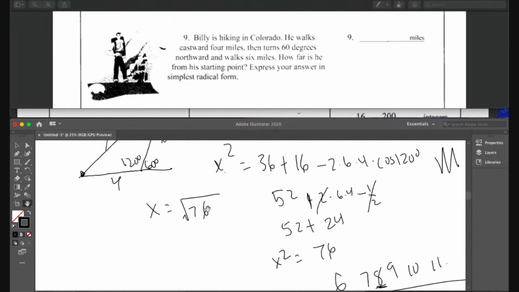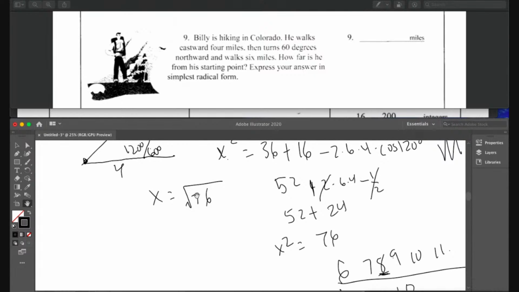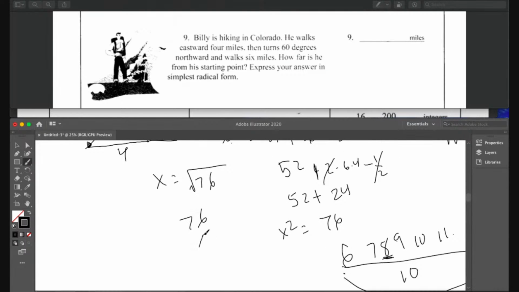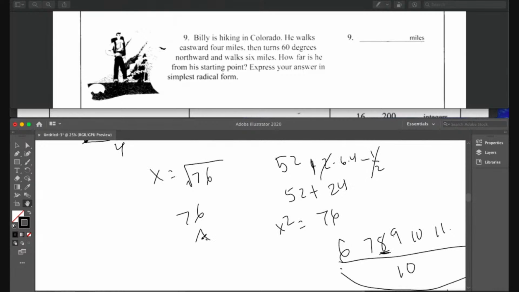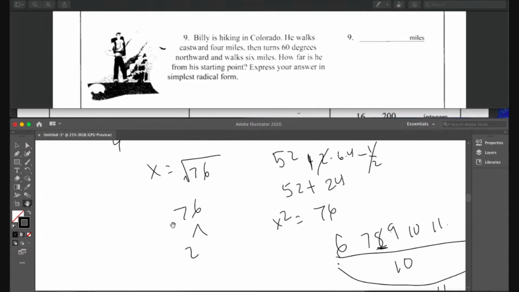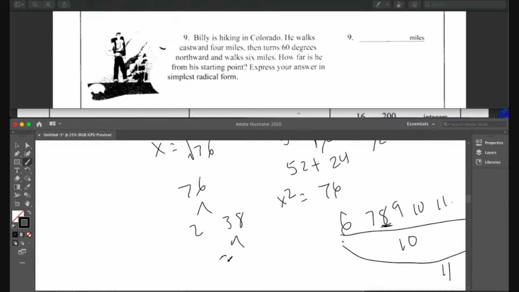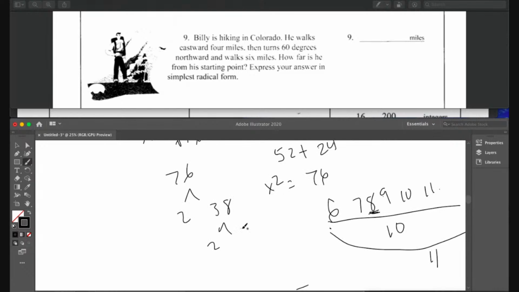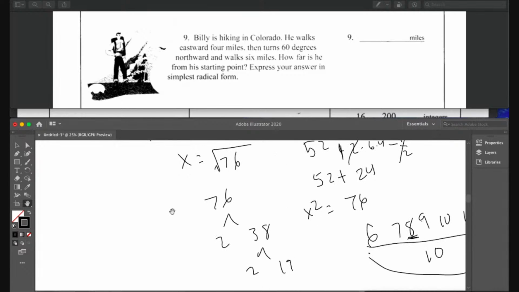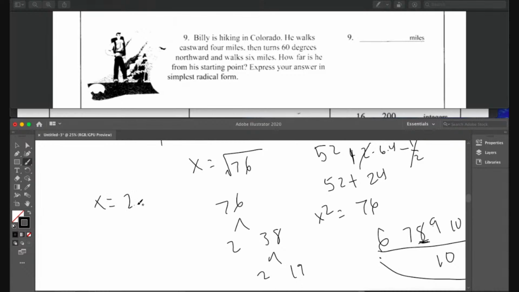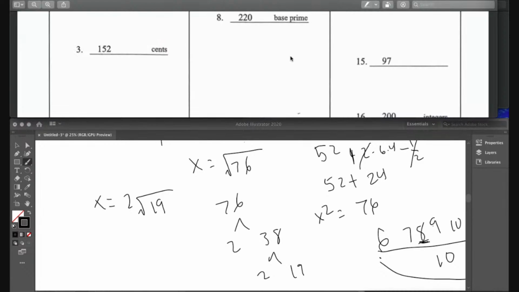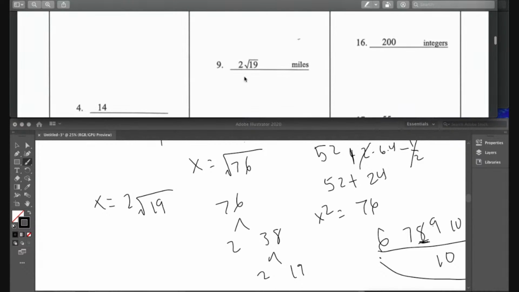And then you have to be careful. You want to take out any perfect squares from this if there are any, but I don't think there are any. But you can check by checking 76's prime factorization. So I can take out a 2, and then I'm going to have 38. Oh, wait. No, yeah, actually, you can take out a 2. And then I take out a 2 from 38, and then I have 19. Okay, yeah. You can take out a 4 from 76, so then x is going to equal 2 square root 19. And yeah, that's our answer.